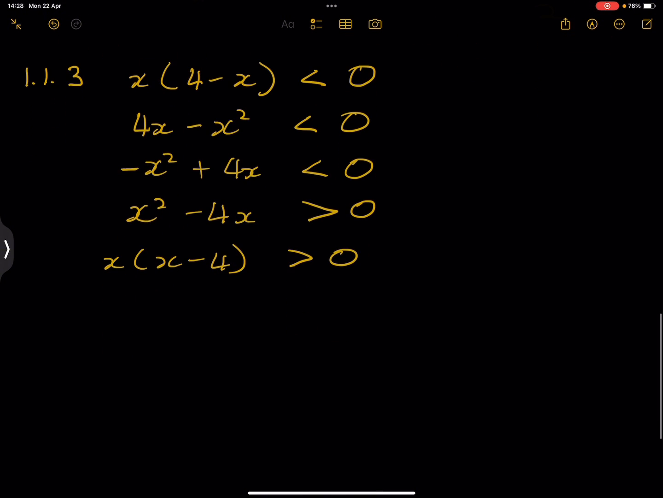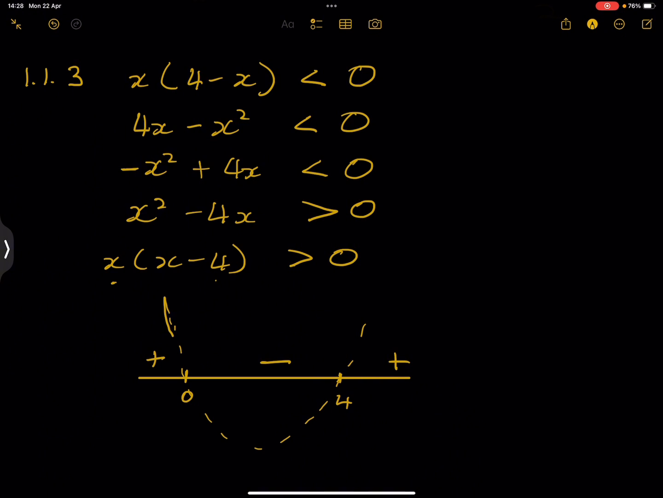So what are my critical values? My critical values would be x is equal to 0 and x is equal to 4, so I'll have 0 and 4 over there. Please remember this is a parabola, but a smiling one, so I know it would look something like this. I've gotten the coefficient of x squared to be positive, so that would be plus, minus, and a plus. Now, where is this graph greater than 0?